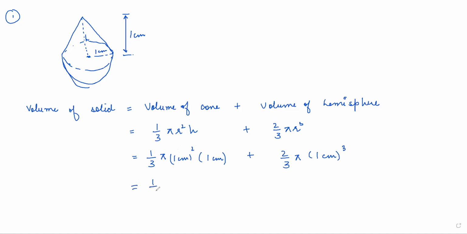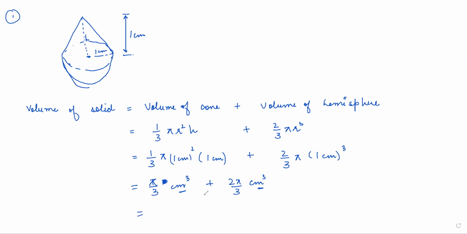So you have 1/3 pi, or pi by 3 you can write it. And then 1 square is 1, 1 into 1 is 1. And then centimeter square into centimeter. So you have centimeter cube, clear? Plus, here you have 2 pi by 3 and then centimeter cube. Only when you have the same units can you add things together, right? For example, this is banana, this is another banana. Then only you can add them and say there are 3 bananas. The units have to be the same.